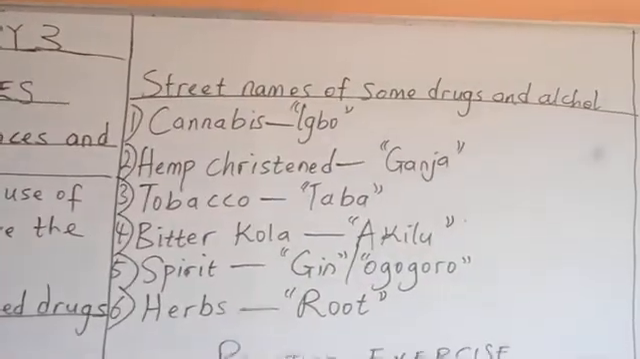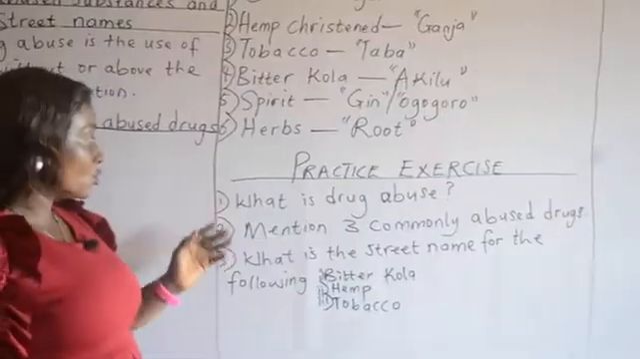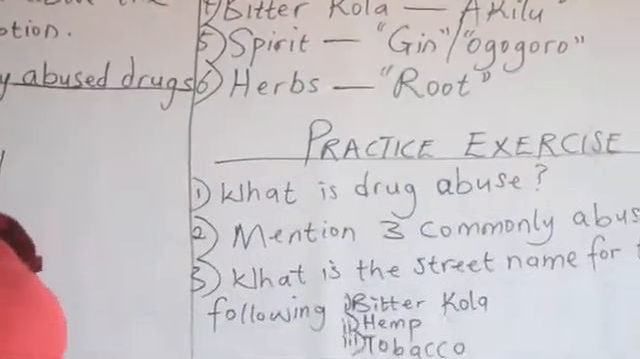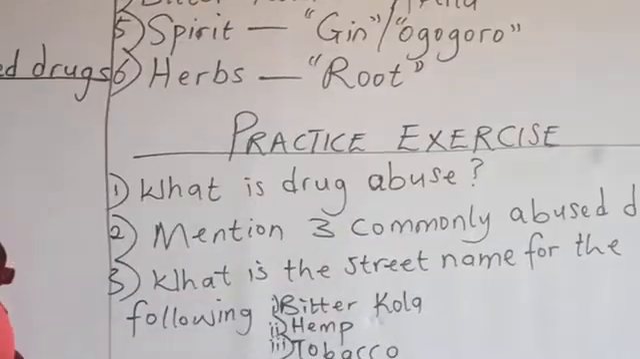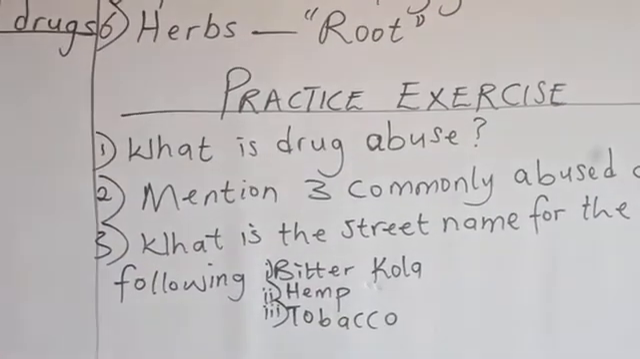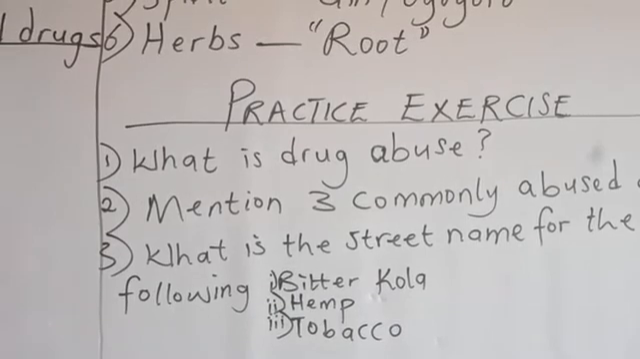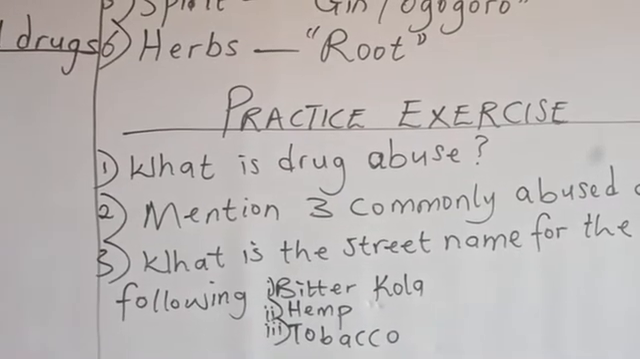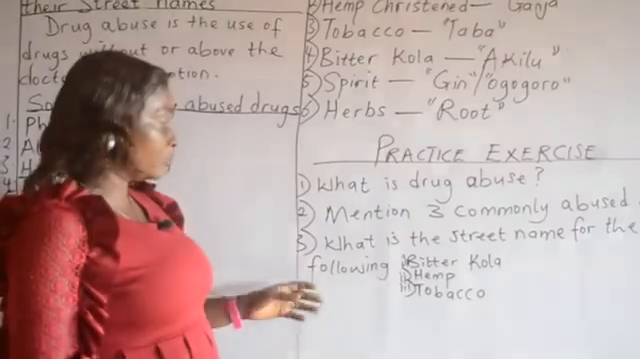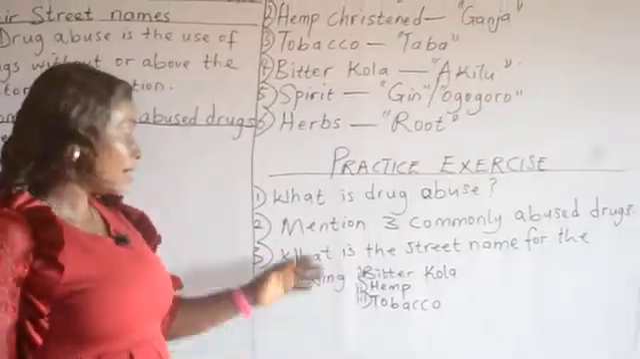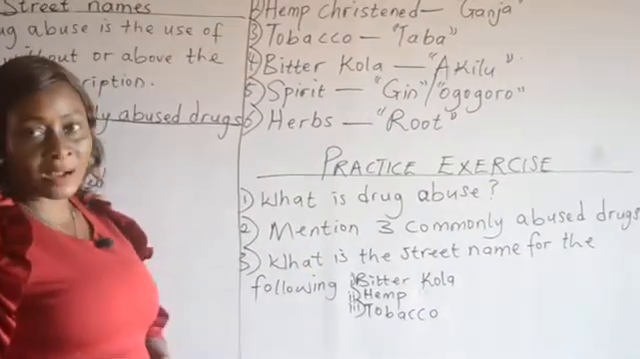Alright, your practice exercise, you have to work on this. Practice these exercises. Number 1, what is drug abuse? What do you understand by drug abuse? Put it down. Number 2, mention 3 commonly abused drugs. Drugs that people commonly abuse. Number 3, what is the street name for the following? Bitter cola, herb, and tobacco.